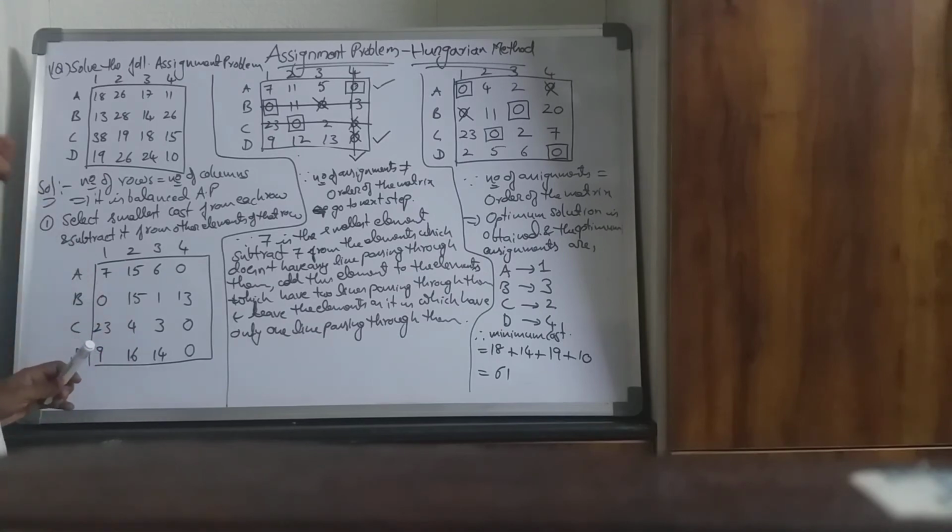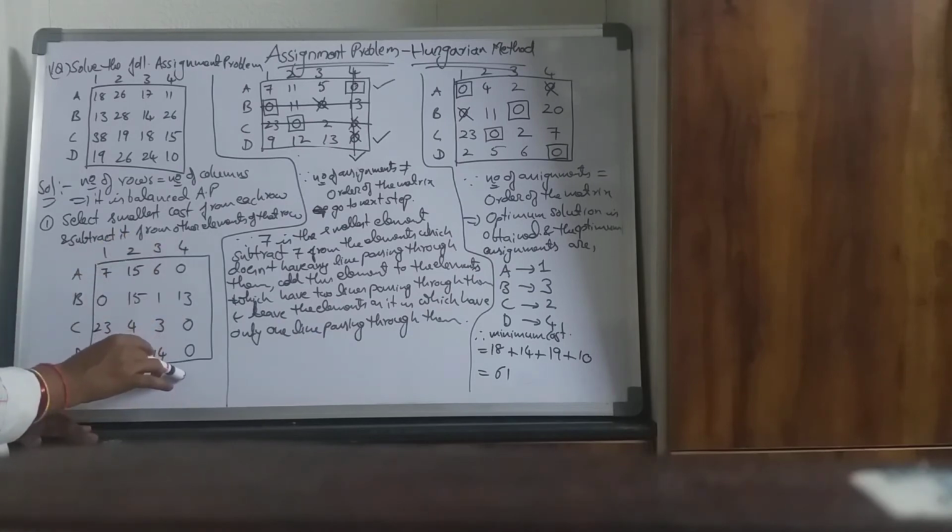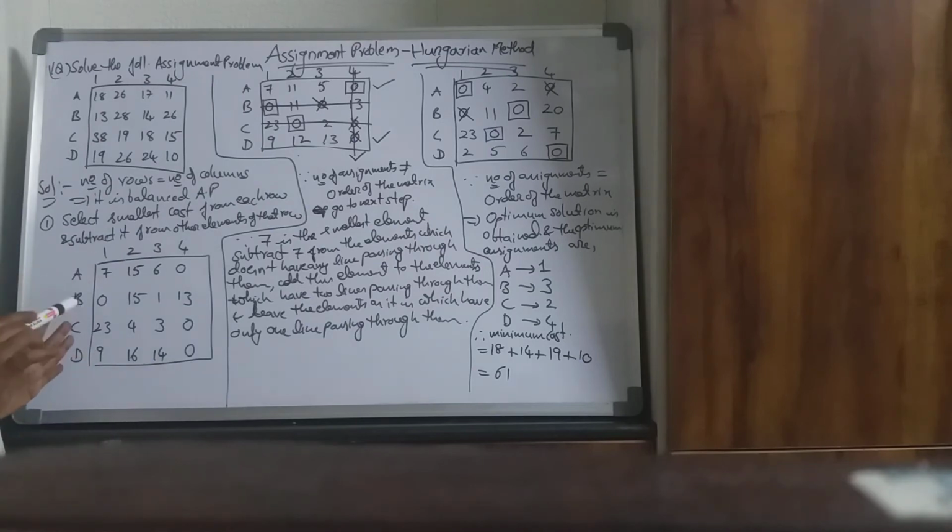Now after doing this row wise, you have to check whether each row and each column is getting at least 1 zero or not. So here each row is having at least 1 zero. Check column wise also. When I am checking column wise, first column and fourth column I am having at least 1 zero. But second and third column I don't have any zeros. So what I will do?